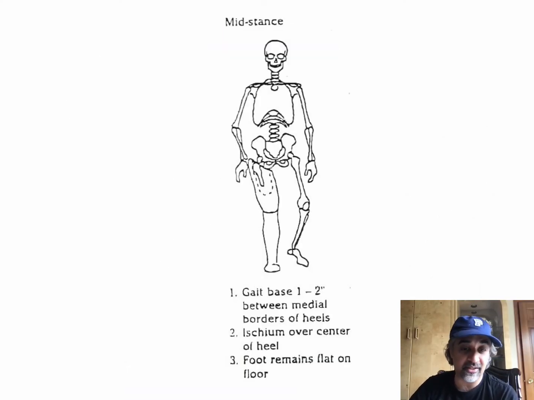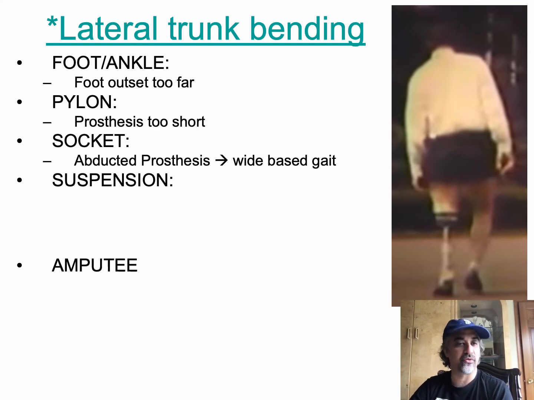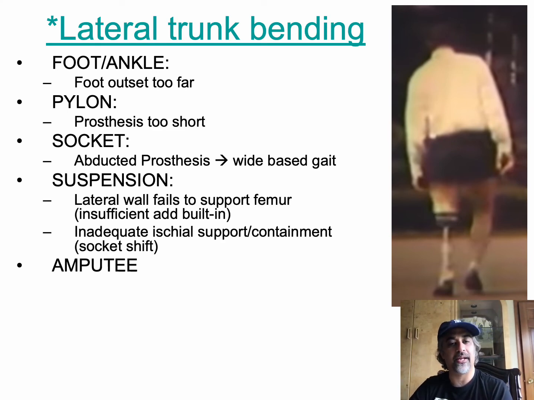During mid-stance, there's basically just two things that you want to look for. One will be excessive lateral trunk bending. And issues can occur, again, at every level. The socket could be actually placed in abduction, and that causes them to need a wide-based gait. The foot could be set too far. The pylon could be too short. There could be inadequate support.